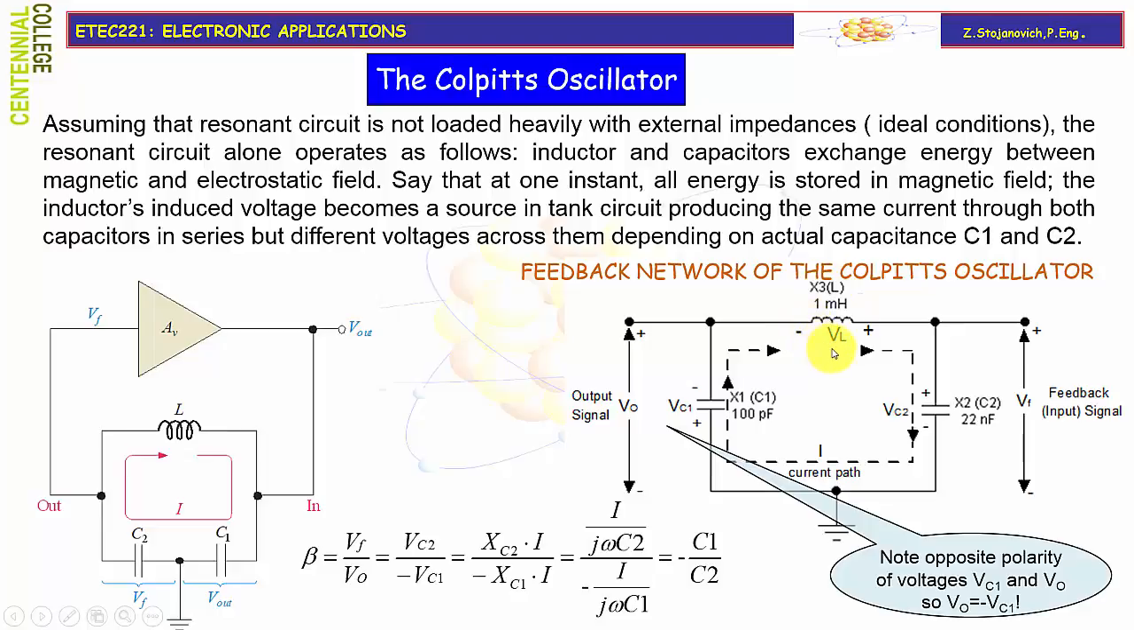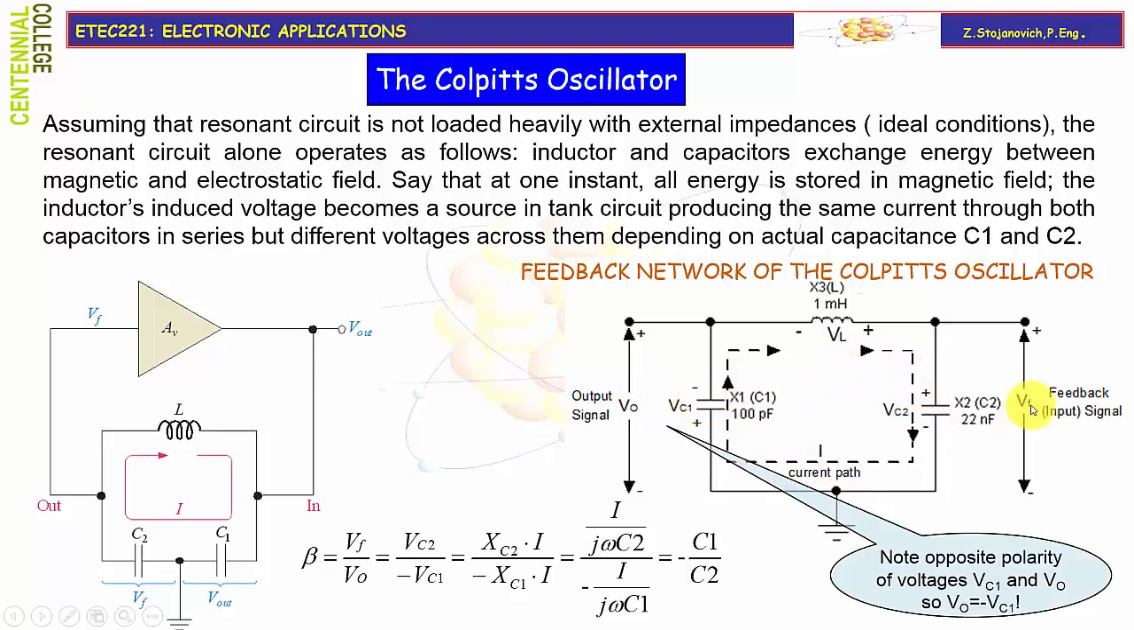So once again, let's take a look at this schematic. Induced voltage VL across the inductor now is the source of AC signal for this tank circuit, providing a current through both capacitors, which are in series. The current flows from the higher potential through the closed loop to the lowest potential. So depending on the capacitance C1 and C2, there will be different voltages across the capacitors.